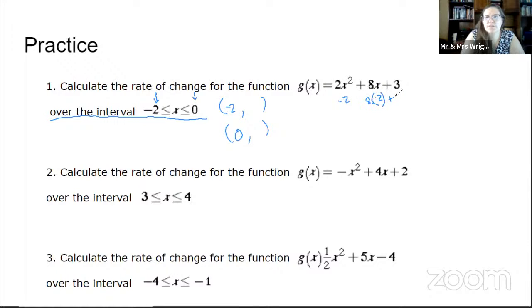Let's put parentheses around that. I like that better. All right, I do not have my calculator with me today, so I'm going to have to figure this out in my head. -2 times 2 is going to be 4, times 2 is 8. 8 times -2 is -16, and then plus 3. 8 minus 16 is -8 plus 3.